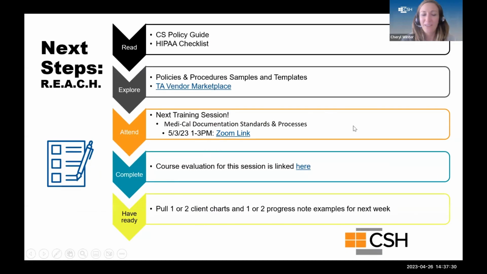Okay, so we're at our next steps. Please take a chance to read, if you have not yet read, the Community Supports Policy Guide. That is what is created by the Department of Healthcare Services, talking about how community supports are provided. That's going to be really important as you're thinking about your processes and the policies you need in place. And then go through that HIPAA checklist and the policies and procedures checklist. Read through them and let me know if there's anything else you want added to it. We can update those folders, and I want to make sure we're getting you the templates you need.